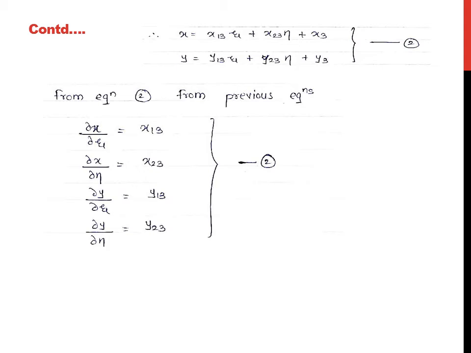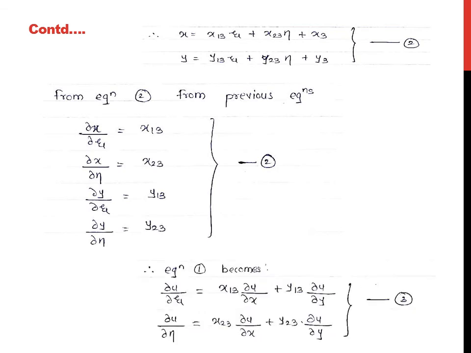So as for x and y, we already know this equation, and from figure 2, from the previous equation, del x by del zeta is equal to x13. See this equation, x is equal to x13 into zeta plus x23 into eta plus x3. So differentiate this x equation partially with respect to zeta. So you will get del x by del zeta is equal to x13, del x by del eta is equal to x23, del y by del zeta is y13, and del y by del eta is equal to y23. So the previous equation for del u by del zeta and del u by del eta is modified as this.